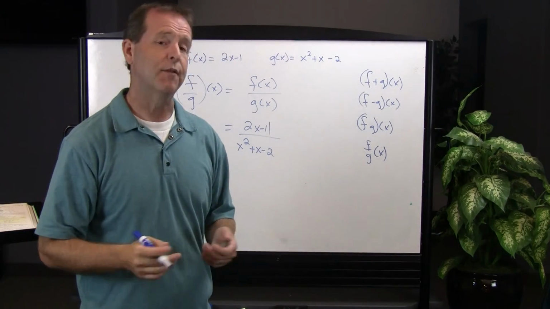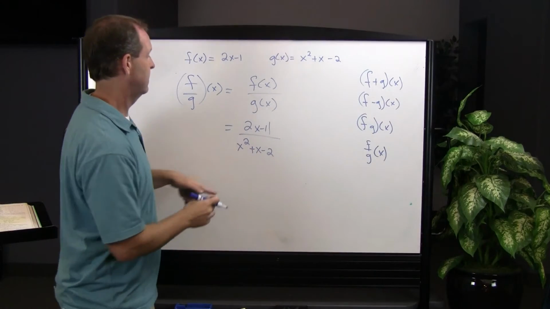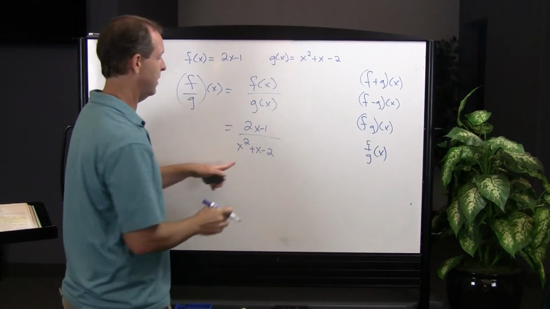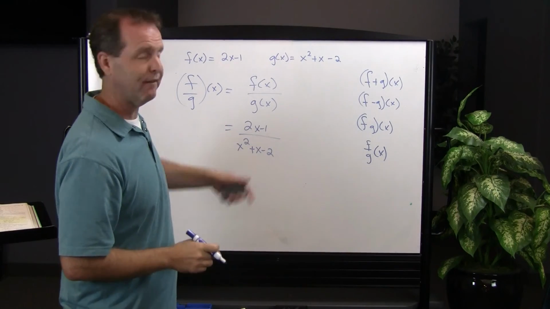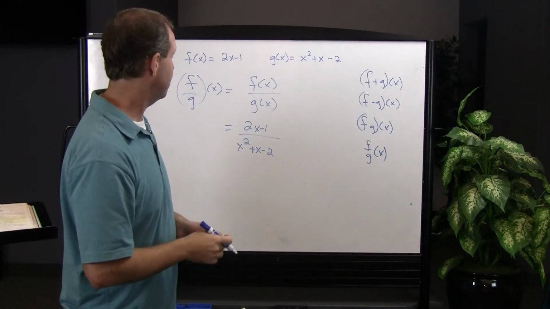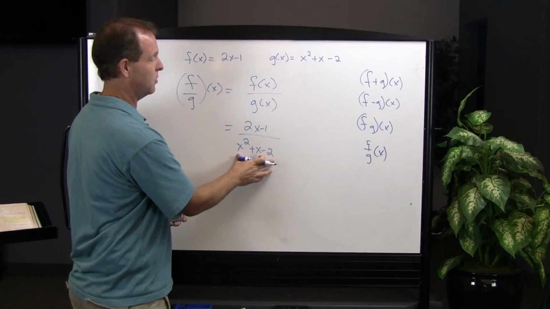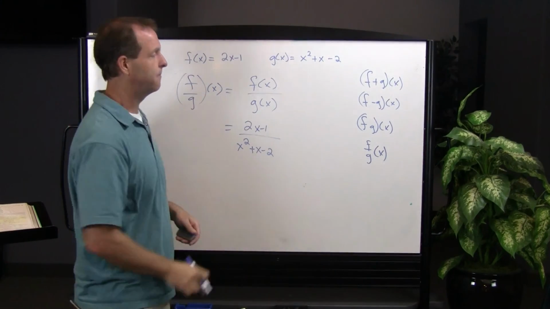And then I want to check to see if it reduces in any type of a way. 2x minus 1, there's no factor in here that takes that factor out, so that is in simplified form. So that's my final solution of f divided by g of x.